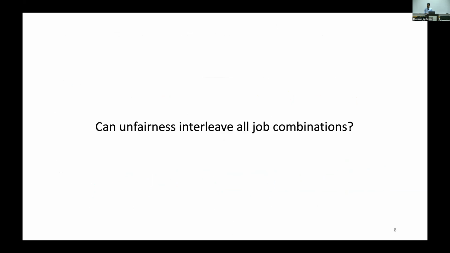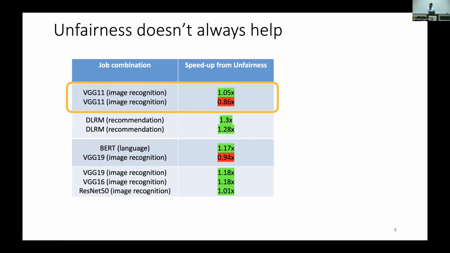This brings up the question, does unfairness help all job combinations to interleave communication demands? To answer this question, we try out different DNN models. For example, let's take the popular image recognition model, VGG11. When I make the first VGG11 more aggressive, it seems that unfairness is not able to accelerate both the jobs. But when I take two DLRM models, DLRM is a recommendation model, making the first DLRM model more aggressive benefits both the DLRM models in accelerating their iteration times.